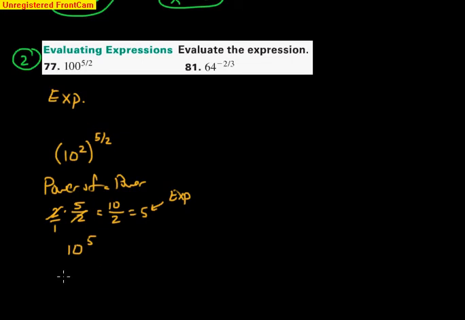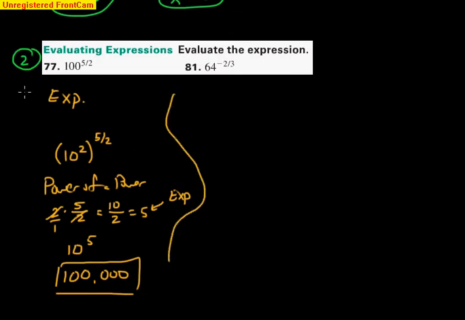And 10 to the 5th power, I believe, is 1 with 5 zeros. And there's 10 to the 5th power. Okay, so that's using exponents. Now, let's do this next problem using radicals. Okay, so to do this problem, I'll use blue. First of all, there's a negative exponent. So we're going to use radicals.